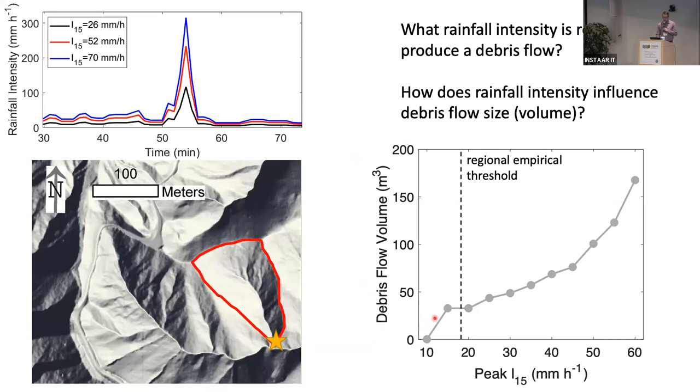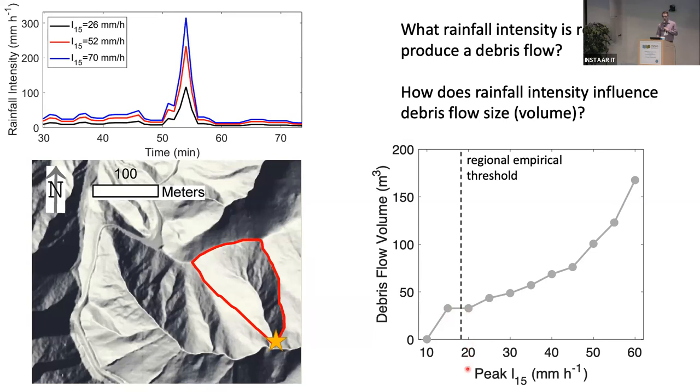And so what you're seeing here is a plot of the total debris flow volume that was produced during one of these storms. If we scale the storm such that the peak I-15 is 10 millimeters an hour, we do see some runoff and a little bit of sediment moving, but we don't see anything that has sediment concentrations associated with a debris flow. So there's no debris flow volume coming out of this outlet. It takes an I-15 of about 15 to 20 millimeters an hour to generate a debris flow.